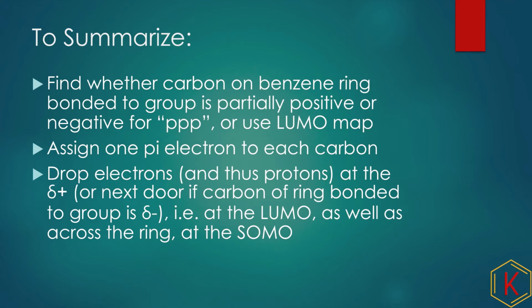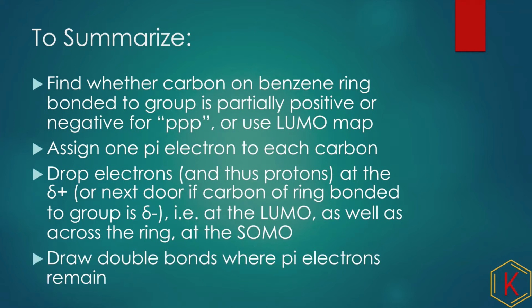If you don't know that, do just what we talked about. If you have a delta plus, drop the electron right at the delta plus. If you have a delta minus at the carbon connected to the group, add the electron next door. Then, of course, the other one across the ring at the SOMO, and draw your double bonds where the pi electrons remain. That's a lot of words, so let's put it into practice with a different example.